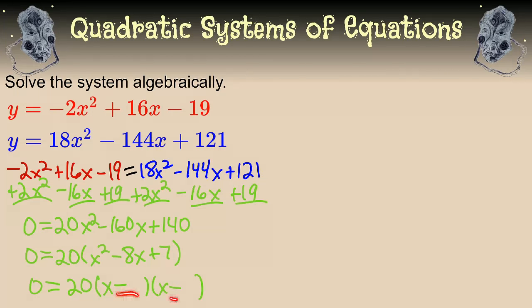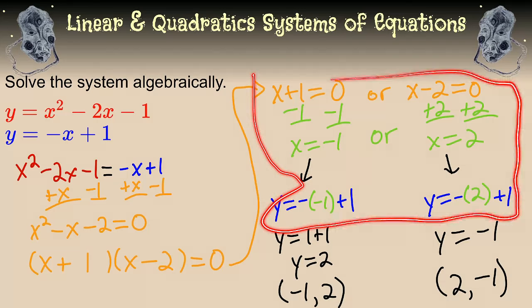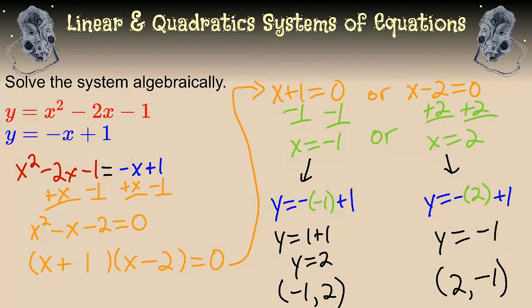So what times what is positive 7? And when I add them together, I get negative 8. Well, the only two whole numbers multiplied together to give me a 7 is 1 and 7. Okay. Now, over here, I went through this whole process of the zero product property.